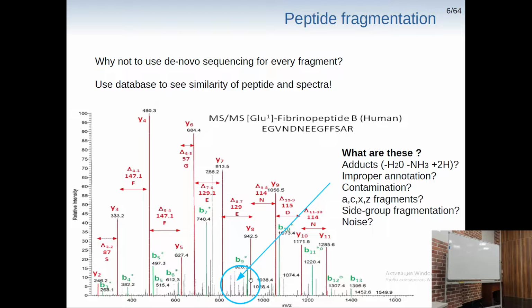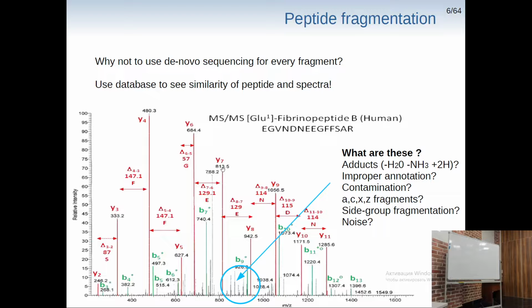I've already said that the b and y series are the most frequently seen, but there are also other ions which can be seen, like a, c, x, z, ammonium ions, and so on. Also, it can be that this peak is a fragmentation of the side group of your amino acid, and you have this difference in mass. And also noise, either chemical noise, something that is in your solution, or electronic noise, is also possible.